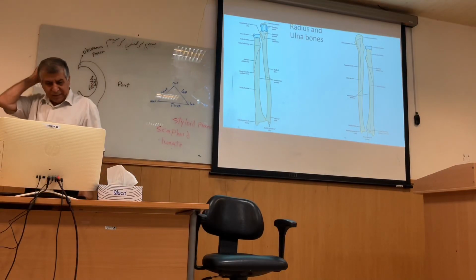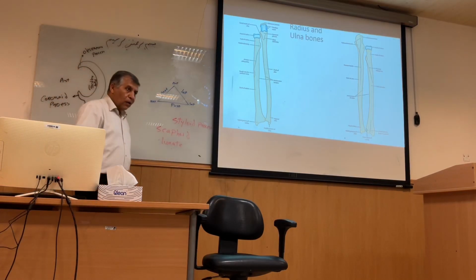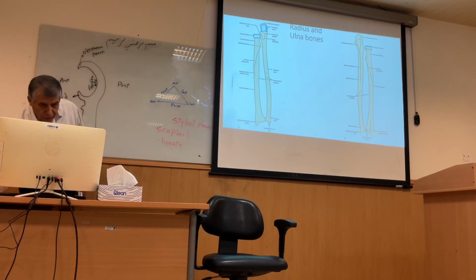And finally, in the lateral side, here, you can see this notch. What's the name of this notch? This one. Radial notch, because it articulates to the radius. Radial notch belongs to the ulna. Ulnar notch belongs to the radius.